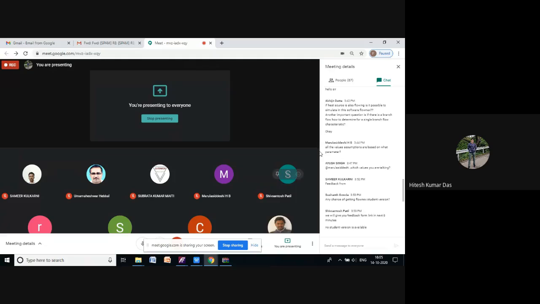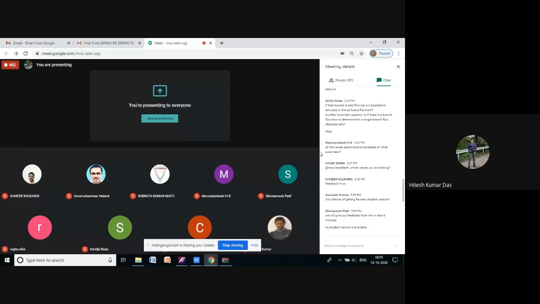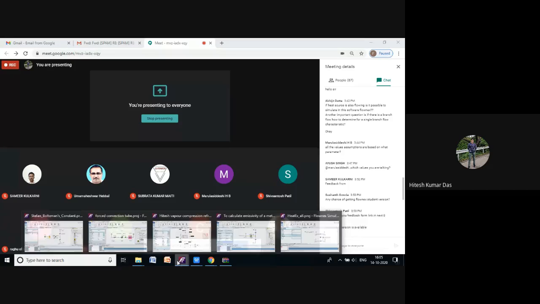Abhijit Datta has a question: if the heat source is also flowing, is it possible to simulate that in the flow software Flownex? Another important question is, if there is a branch flow, how to determine the single branch flow characteristic? Yes, you can easily show all types of branches. I'll show you.